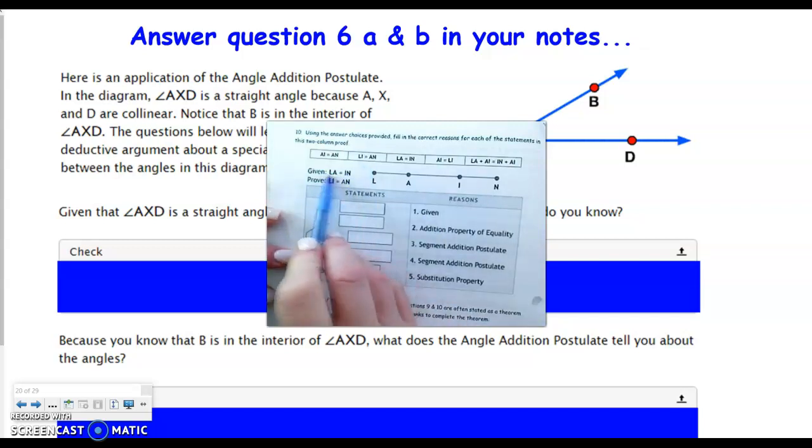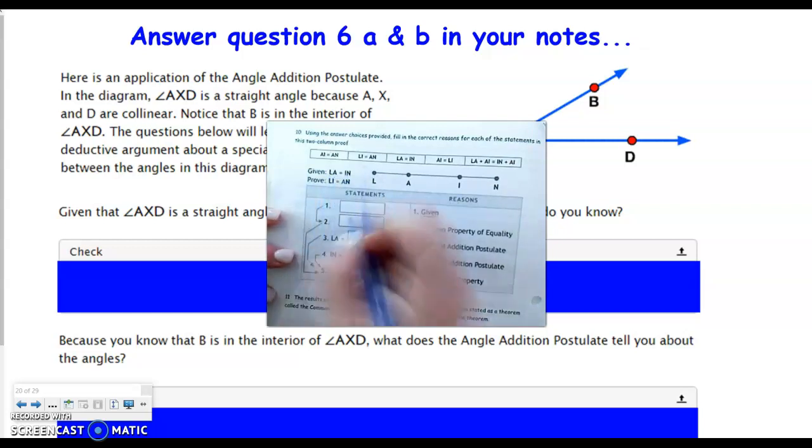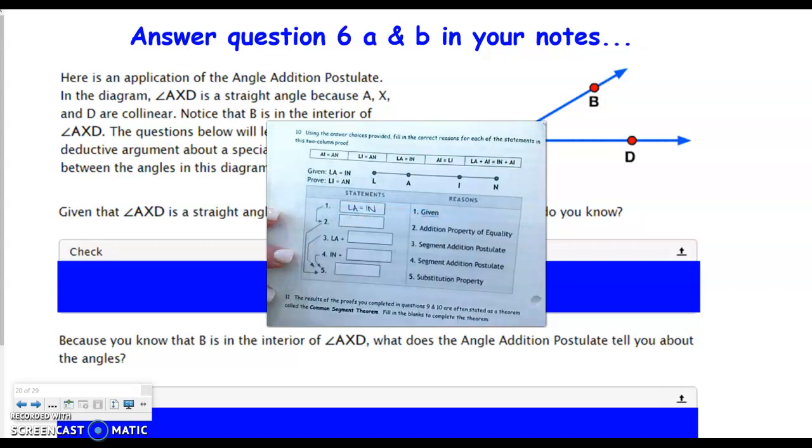So remember, typically your given is at the beginning of your proof, as it is in ours. The reason for this statement is given. So for my statement, I'm simply going to write LA equals IN. Now remember, the very last step in your proof is an easy one as well, because you know you have to have here what you're trying to prove. So I know my very last statement better be LI equal to AN. That's what I'm working towards in my proof, is proving that that is true.